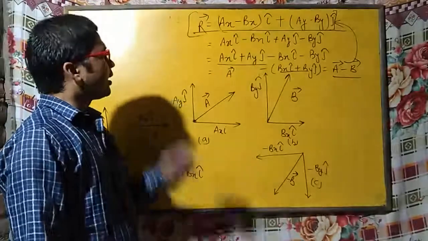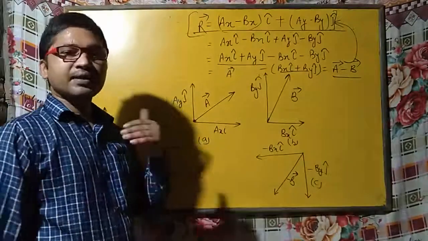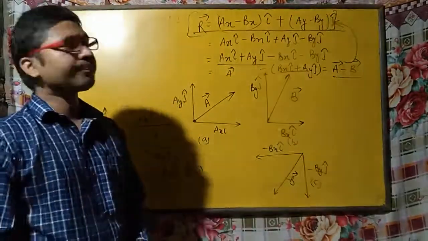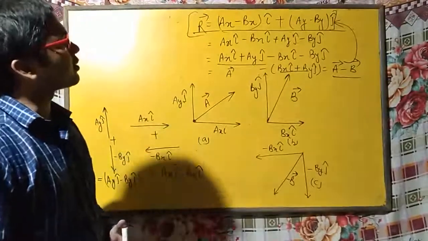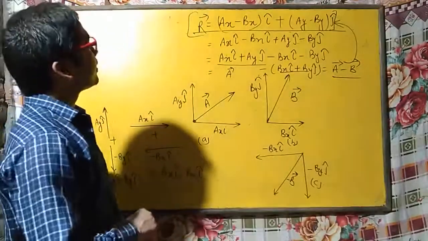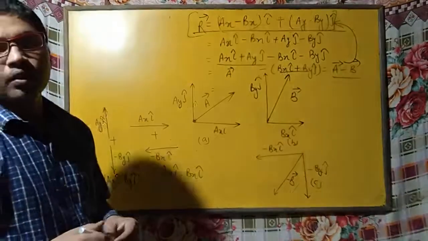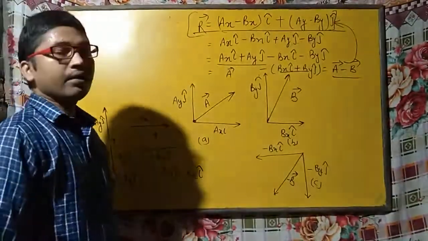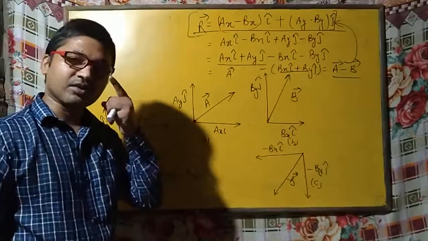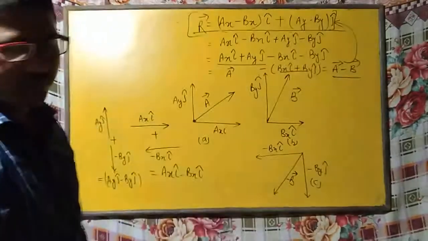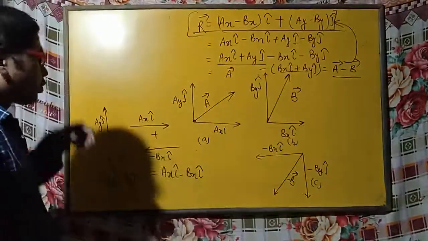Okay, now if vectors are in three-dimensional space, it means if they have a k component also, then the result changes. So we are going to write down the final result we will get in case of three-dimensional vectors. So let's see. I am going to erase these things.